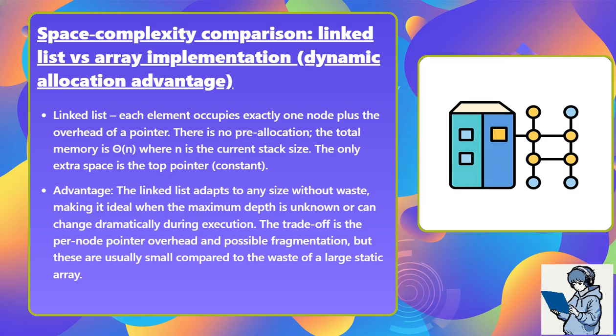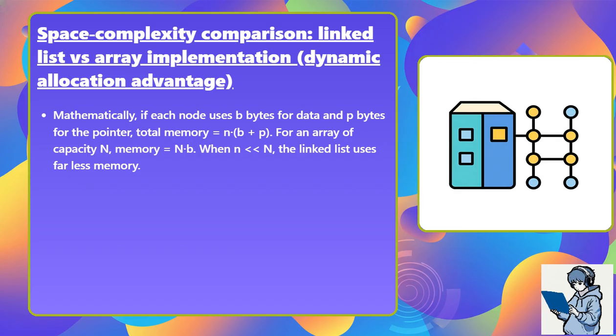The trade-off is the per-node pointer overhead and possible fragmentation, but these are usually small compared to the waste of a large static array. Mathematically, if each node uses b bytes for data and p bytes for the pointer, total memory equals n times (b plus p). For an array of capacity N, memory equals N times b, which is much greater than n times b when n is much less than N. The linked list uses far less memory.